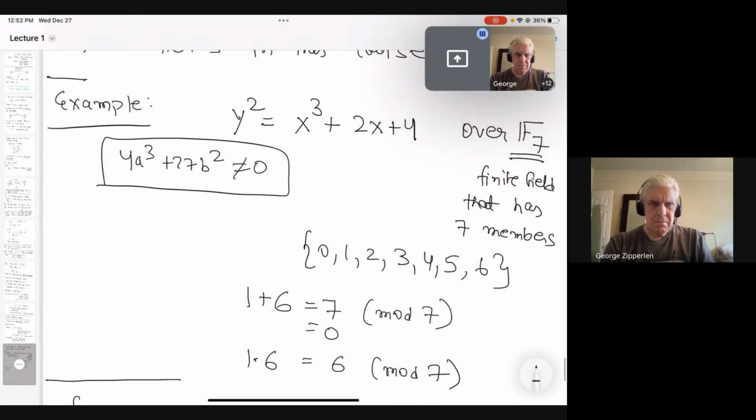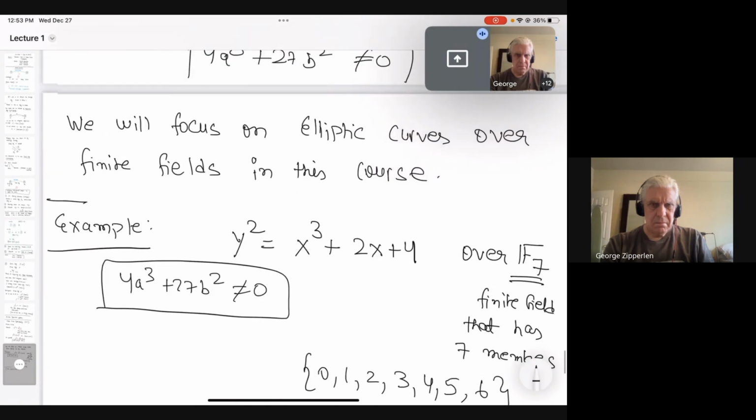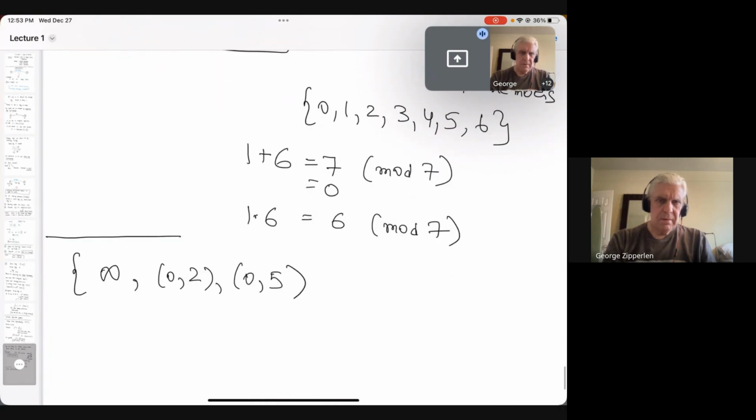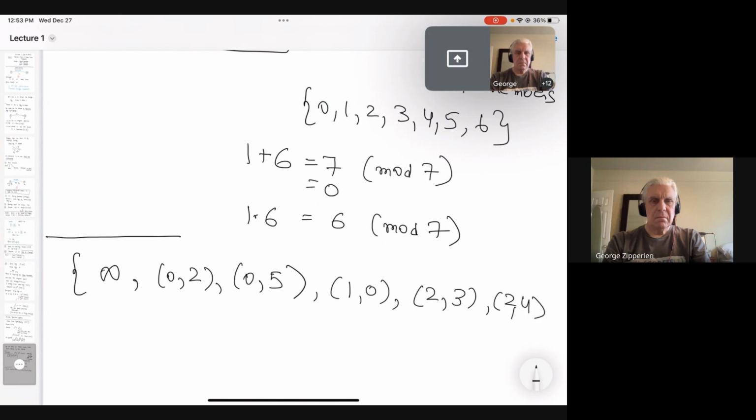But when x is 0, y square has to be 4. So what are the two possibilities? Well, y can be 2 or minus 2. But what is minus 2 in this universe? Well, minus 2 is just 5, right? So when x is 0, your y can be 2 or your y can be 5. So this already gives you 2 points on this curve, right? Similarly, when x is 1, we can have 0. When x is 2, you will get 3 and 4, and so on.